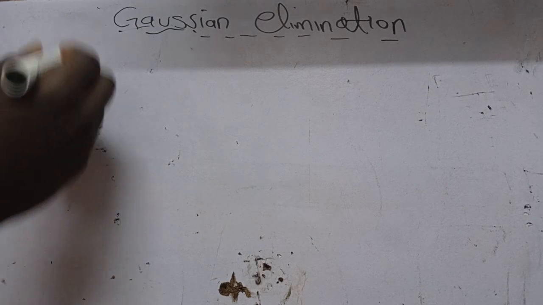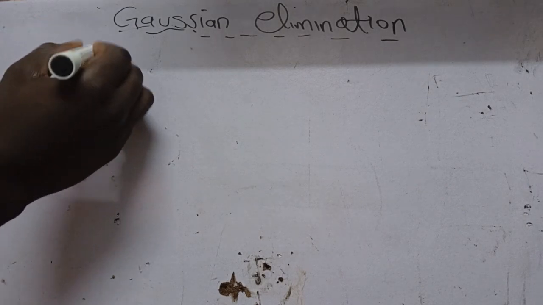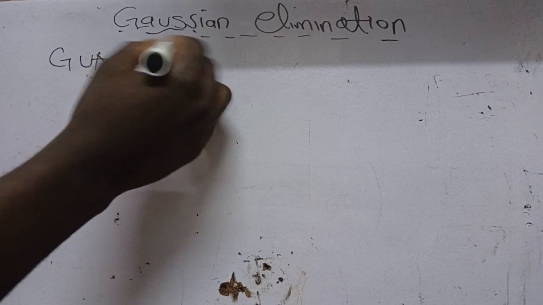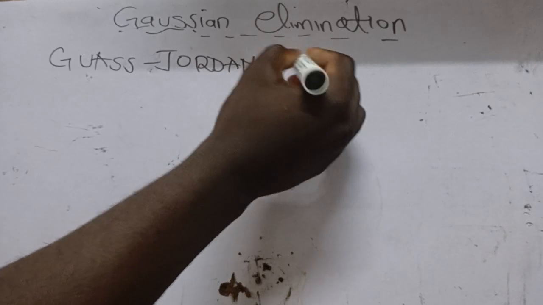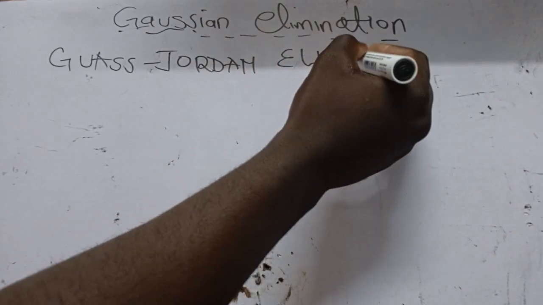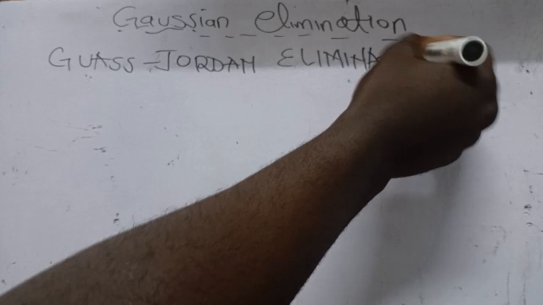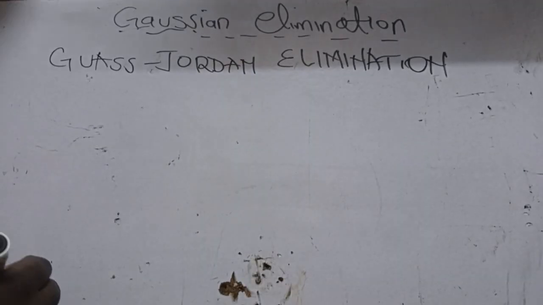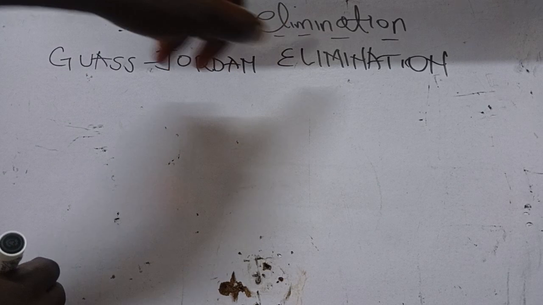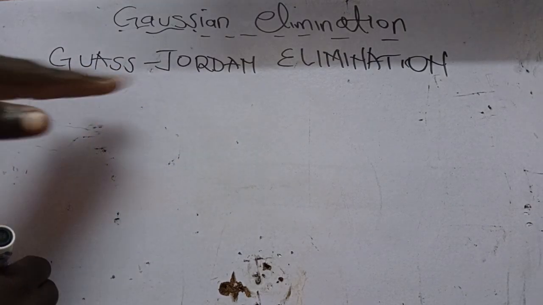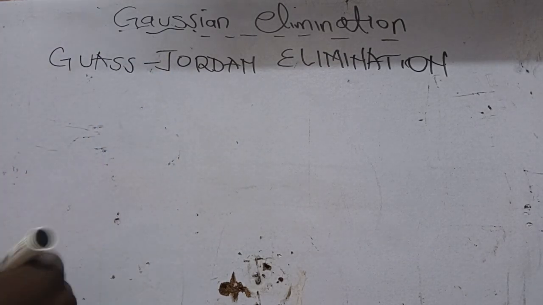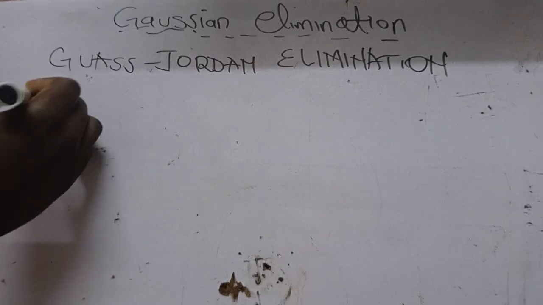A lot of people know it as Jordan elimination. So it's the same as Gaussian elimination. This came from this mathematician called Gauss Jordan. He came up with the elimination. So I want us to take an example.